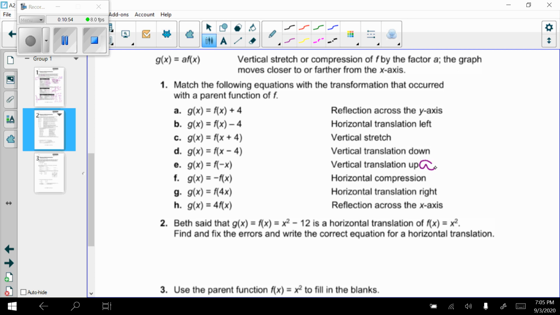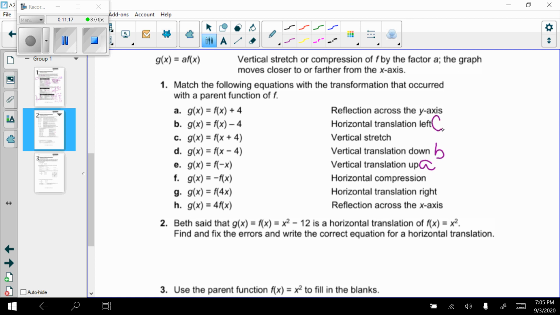So this one right here is a. The next one, f of x minus 4, so that is a vertical translation down. So right here is b. F of x plus 4, okay, remember that inside parentheses comes out opposite, so it would come out as a negative 4, which moves horizontal to the left, so this is c.